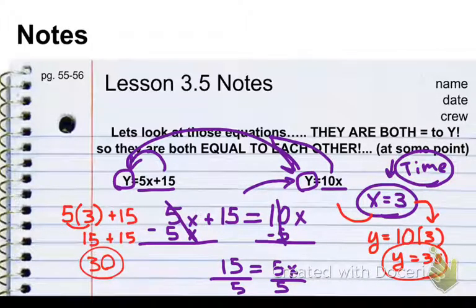If you don't believe me, plug both of these equations into a graphing calculator. Go ahead, do it. I'll wait. Pause this. Put in y equals 10x and put in y equals 5x plus 15. And you will see that at 3 seconds, when x is 3, we will both be at 30. So using just math, we have found that point of intersection. We've found when these two lines meet.